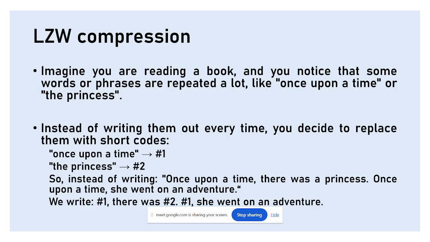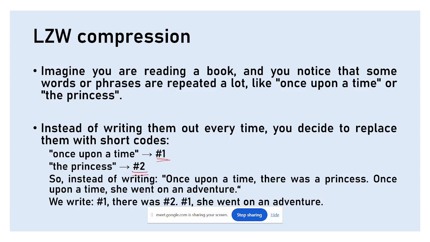So imagine you are reading a book and you notice that some words or phrases are repeated. Like if you read a storybook, you hear "once upon a time" or "the princess", like in some fairy tale book you're reading. So such terms are there. Instead of writing them out every time, you decide to replace them with shorter codes. So for example, "once upon a time" you are giving as number 1, and "the princess" you're giving as number 2.